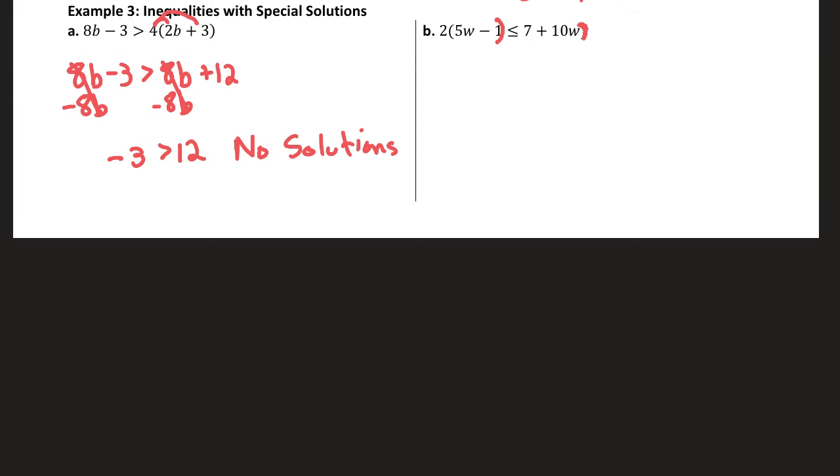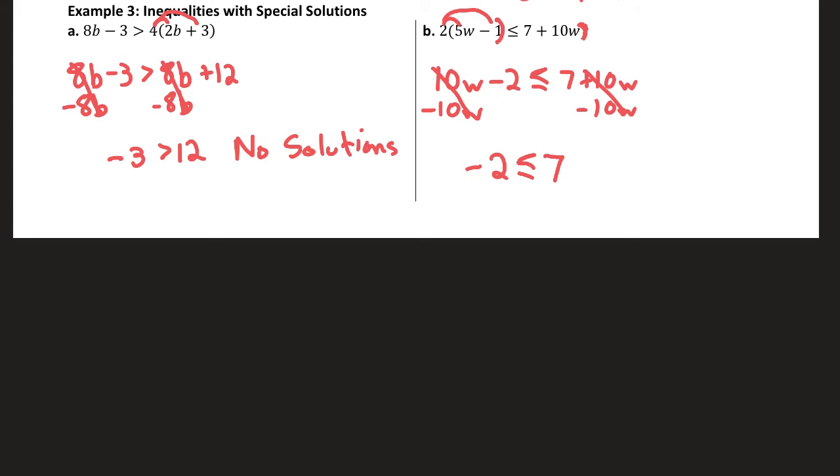So for this next one, to simplify, I would distribute 2 through that parentheses. This becomes 10w minus 2 is less than or equal to 7 plus 10w. And I'm going to move this 10w on the right. I'm going to subtract 10w from both sides. Well, 10w minus 10w is 0, so this becomes negative 2 is less than or equal to 7. That creates a true inequality, so this has infinite solutions.